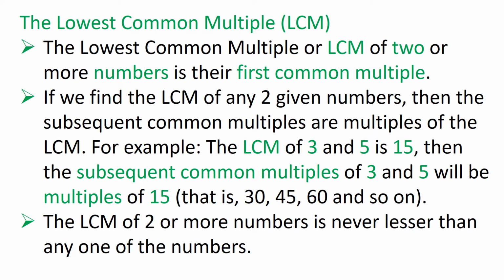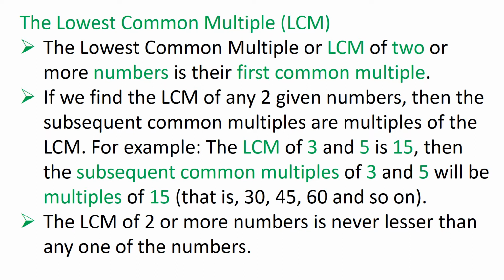Children, let us now see what is the lowest common multiple. That is the LCM. The lowest common multiple or LCM of two or more numbers is their first common multiple. If you find the LCM of any two given numbers, then the subsequent common multiples are multiples of the LCM.